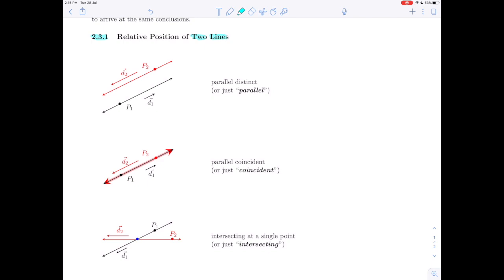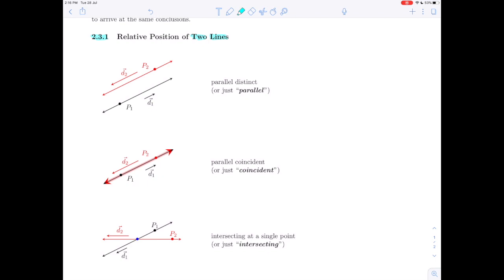Now we are going to, in subsequent videos, look at a line and a plane and two planes, but for now let's just focus on two lines. And what you see on your screen at the moment are three cases that are probably familiar to you from high school or from your calculus class. And they are three positions that two lines can hold relative to each other.